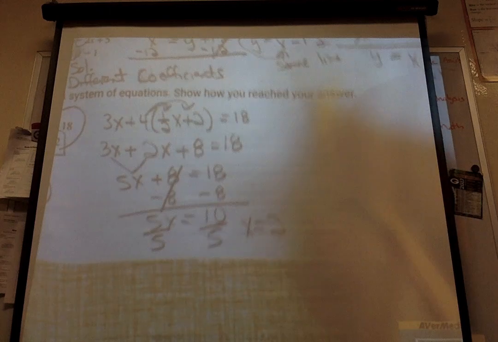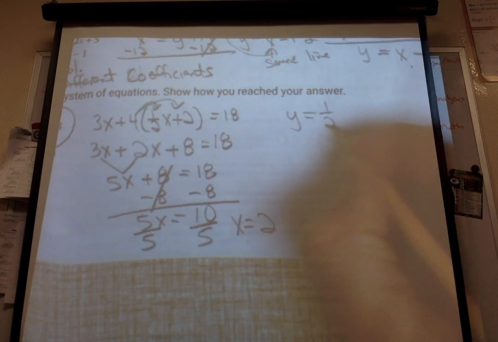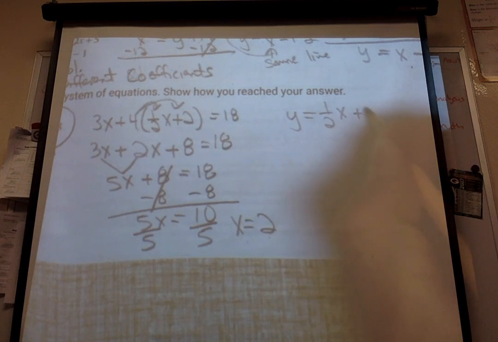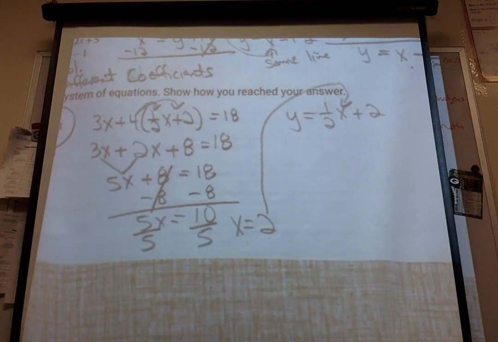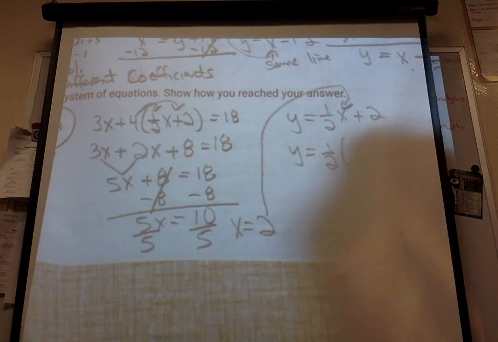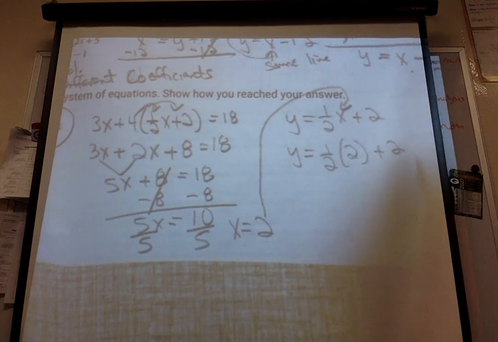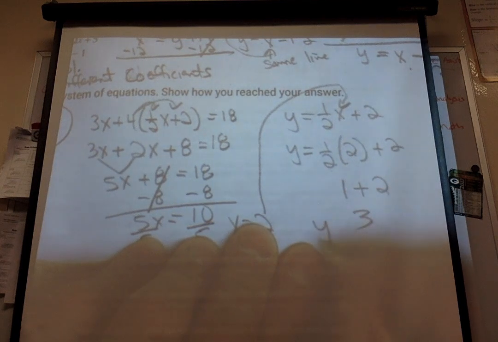I'm going to write our bottom equation of the system: y equals 1/2 x plus 2. So I'm going to substitute my 2 in for my x right there. So it's going to be y equals 1/2 times 2 plus 2. 1/2 times 2 is 1. 1 plus 2 is 3. So y will equal 3.